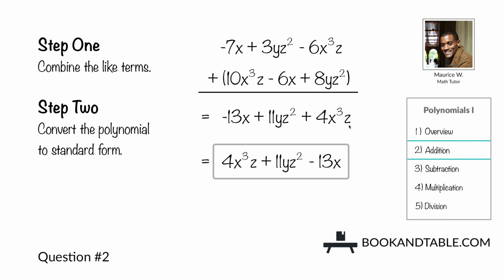So to convert the polynomial to standard form, this term should be first, this term should be second, and this term should be third, giving us a sum of 4x cubed z plus 11yz squared minus 13x.